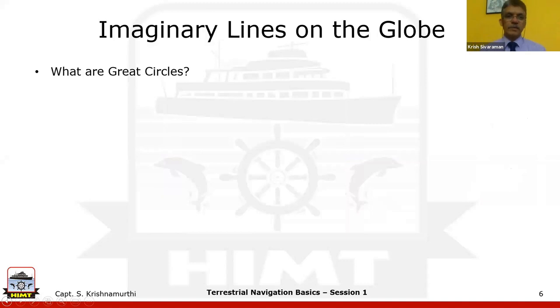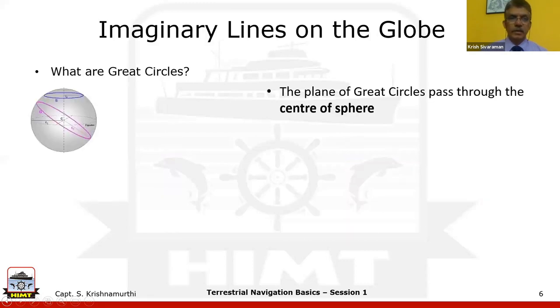Okay, that brings me to the next. There are a bunch of imaginary lines. They don't actually exist if you go around on Earth, but these are the imaginary lines that we draw on the Earth. We start with great circles. Anybody wants to take a shot at defining what a great circle is? Sir, great circles are the circles the plane of which passes through the center of the sphere. Brilliant. Excellent. That is any circle drawn on the surface of a sphere which shares a center with the sphere.